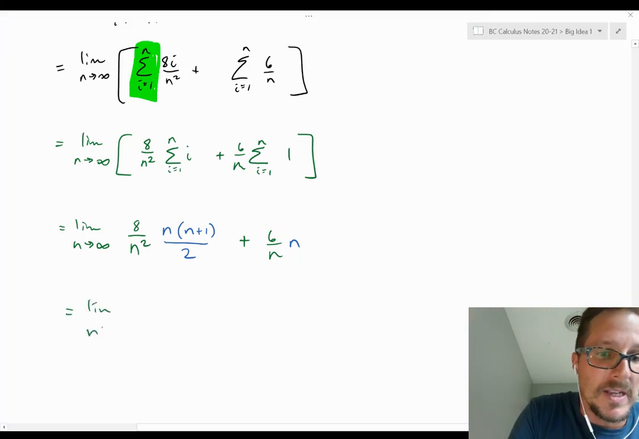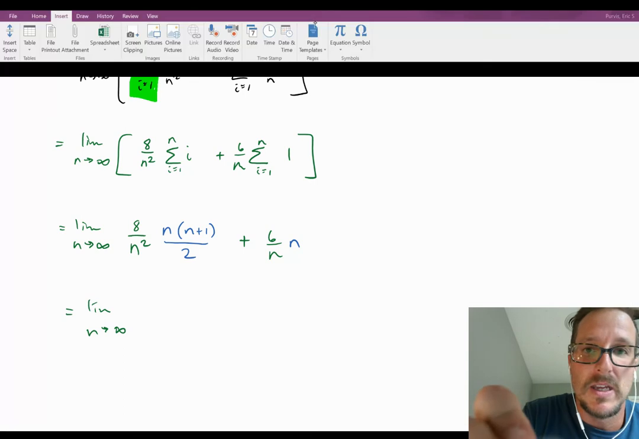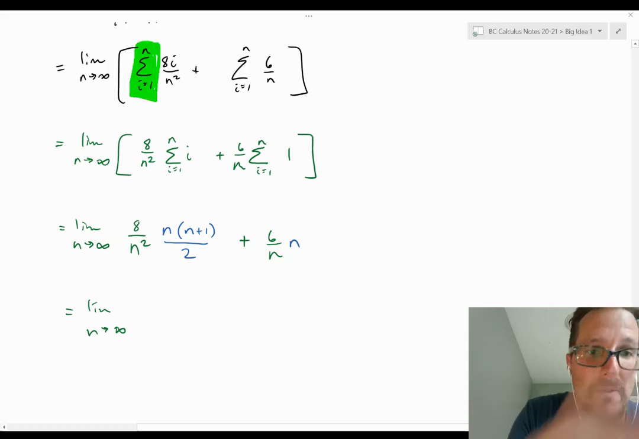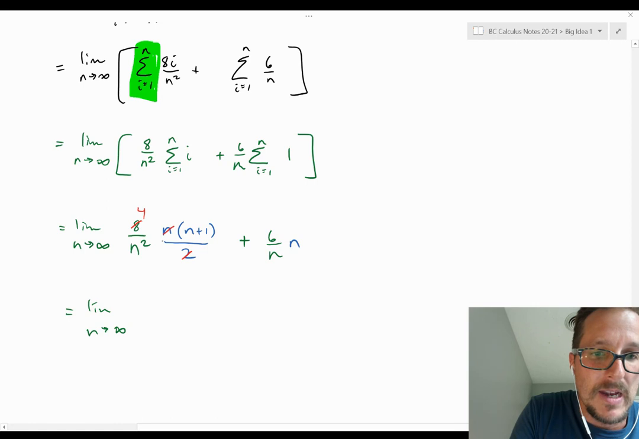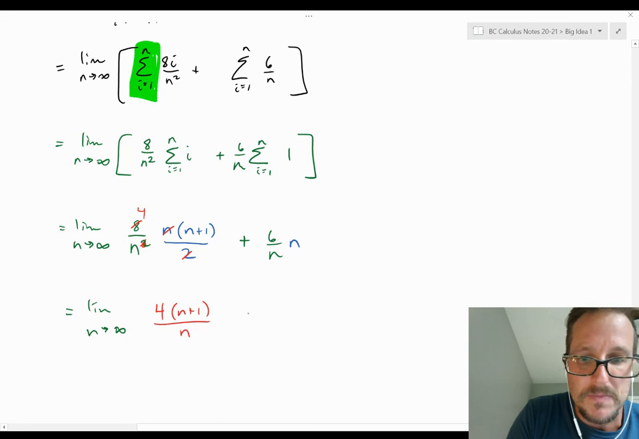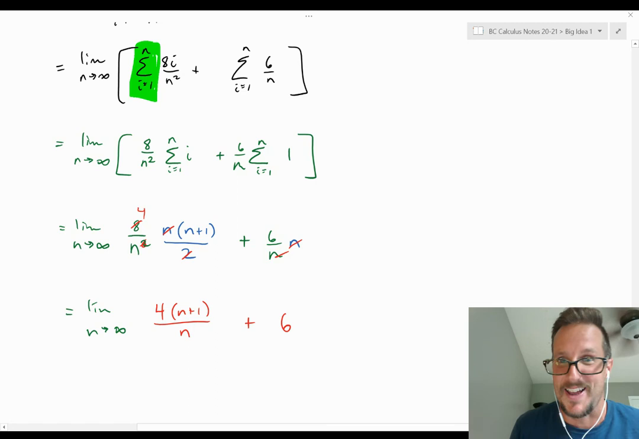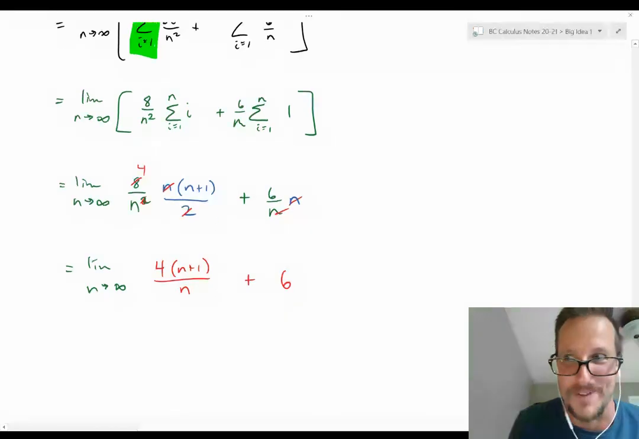We got the limit as n goes to infinity. I'm going to cancel a few things out, right? So the 8 and the 2, that's 4, the n there, and one of the n's down there. So let's see, we got 4 times n plus 1 over n. And then this simplifies to just 6. Okay, do you see it now? Do you see it? I see it. 6 and 4, 10. Okay, come on now.